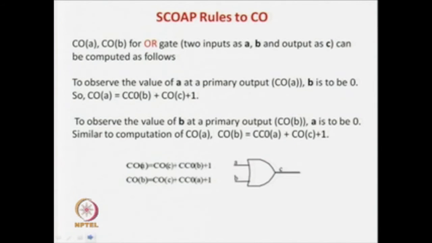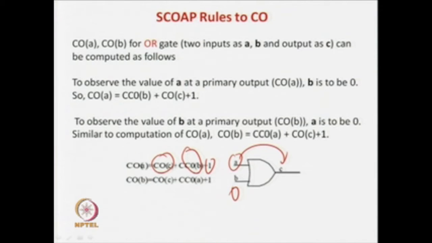For the OR gate, we always know that it is a dual of the AND gate. So, let us see that if you want to observe A, then obviously B has to be made 0. If B is 1, then C will become 1 and the whole purpose of the test pattern is lost. So, you have to find the combinational controllability of B to 0, and then the combinational observability of C you have to take, because A is observed via C. So, that you have to add, and plus 1 for the level shift.